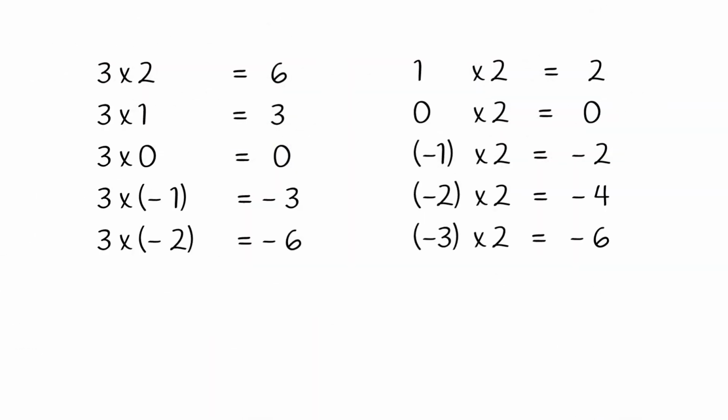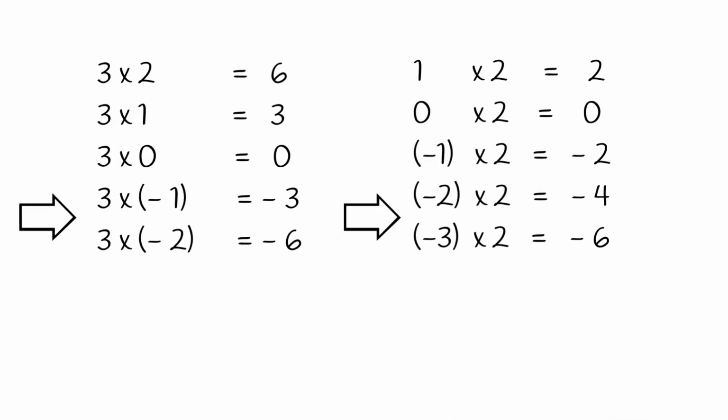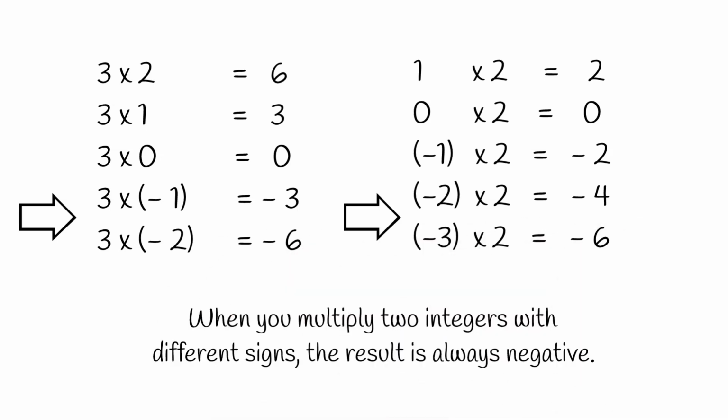If we put back our first sequence together with our second sequence, multiplying integers with different signs can be obtained by following this rule. When you multiply two integers with different signs, the result is always negative.